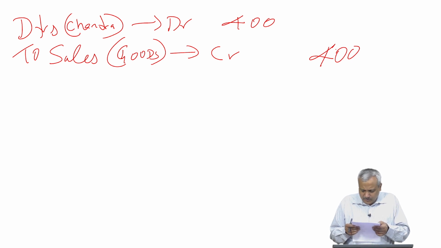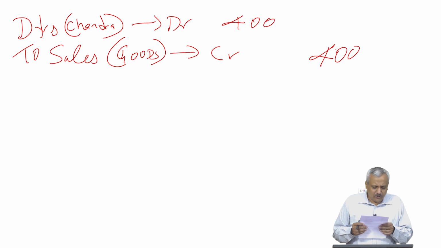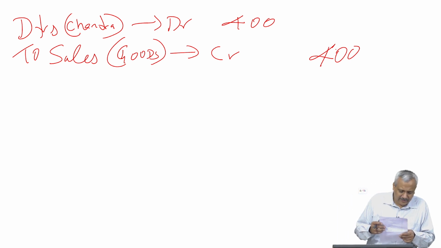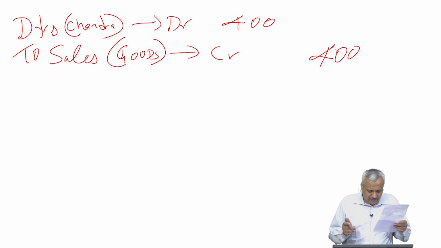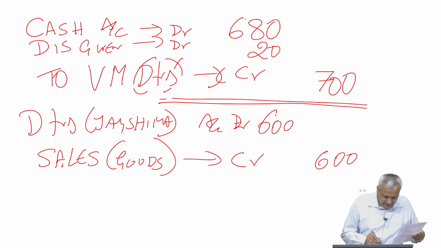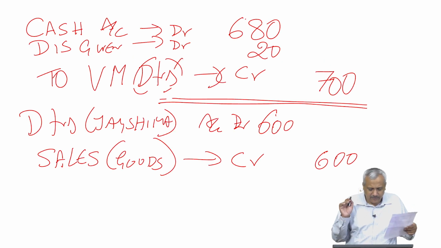Then I will go ahead to the next transaction. It says Jayasimha returned goods to the extent of rupees 20. You sold goods to Jayasimha, that is, you sold goods to Jayasimha for 680. Somewhere I said sold goods to Jayasimha for 600.